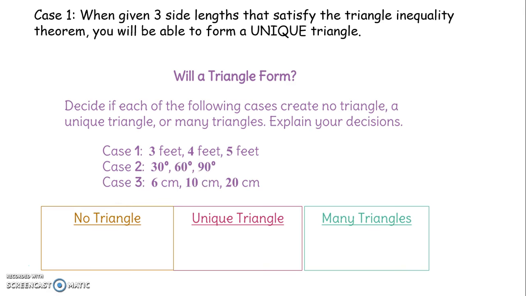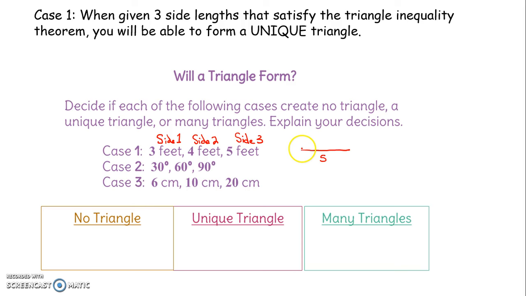In case 1, we're given 3 side lengths. We're given a triangle with a side length of 3 feet. I can call that side 1. We're given a side length of 4 feet. I can call that side 2. And we're given a side length of 5 feet, side 3. We know when we're given 3 lengths, we just have to decide if, given a side length of 5, and I have to create side lengths of 3 and 4, will I be able to make a triangle?